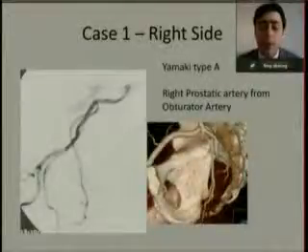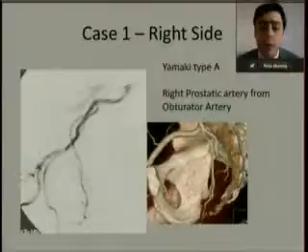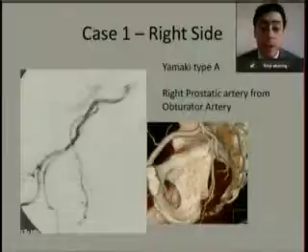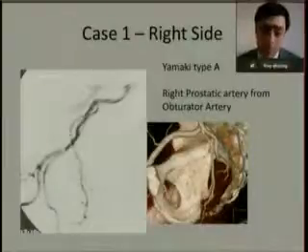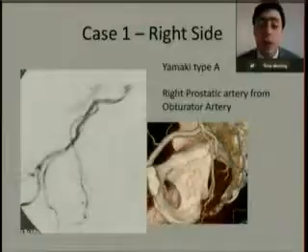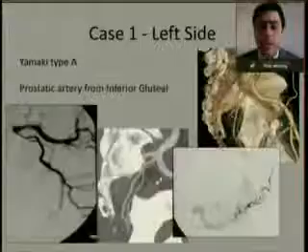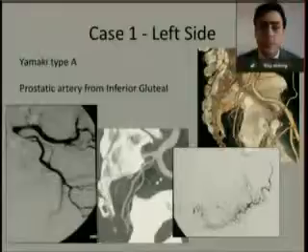Here are some cases, just to show you the different anatomy that you can find. In this case, the right prostatic artery comes from the obturator artery. You see on the DSA image the obturator artery, the first artery coming, and then you have the prostatic artery with a corkscrew appearance and a lot of tortuosity. That's the prostatic artery coming from the obturator artery.